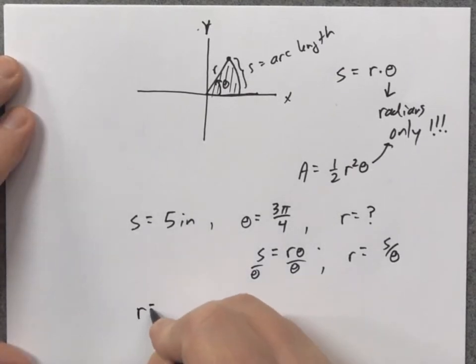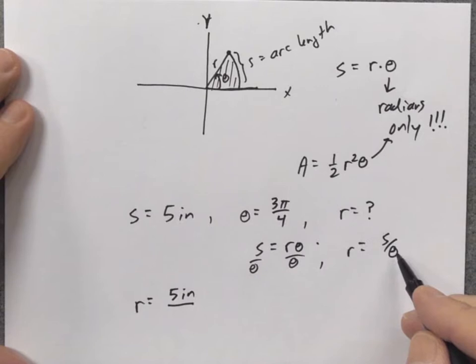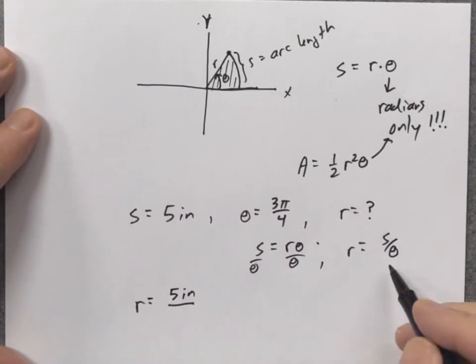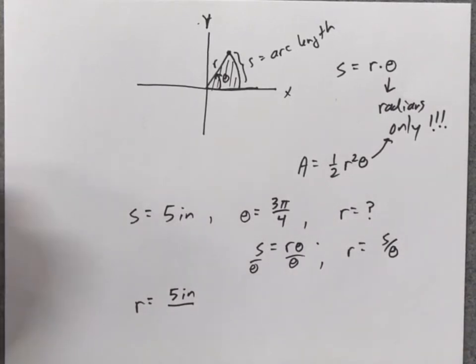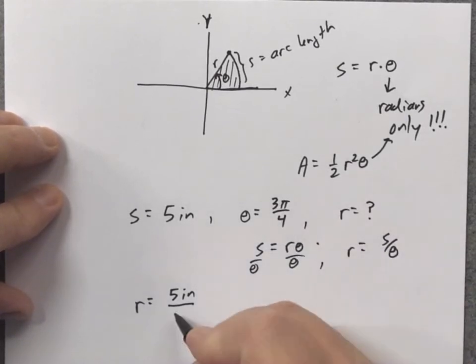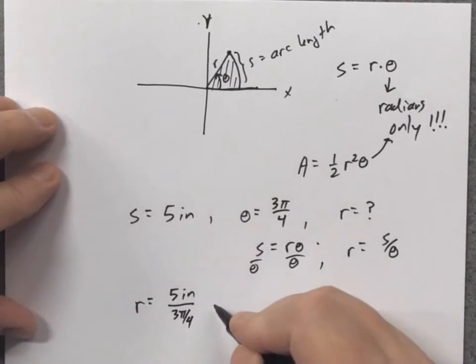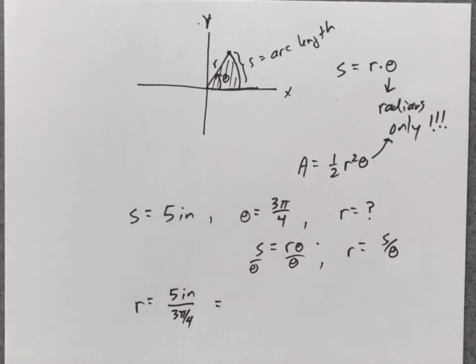So now I should be able to plug in S, 5 inches, and theta. Now be careful, this theta has to be in radians. What's my angle? 3 pi over 4 radians. So I can go and plug it in. They say round to the nearest tenth, which basically means at some point you're going to grab your calculator and do this calculation.